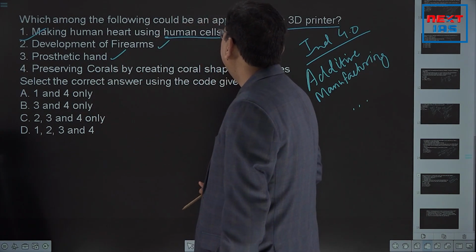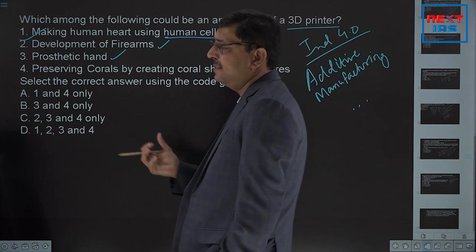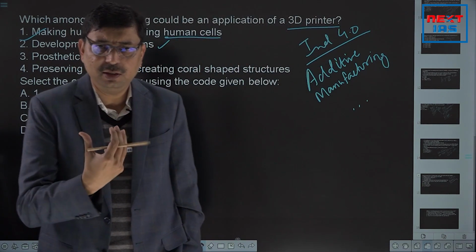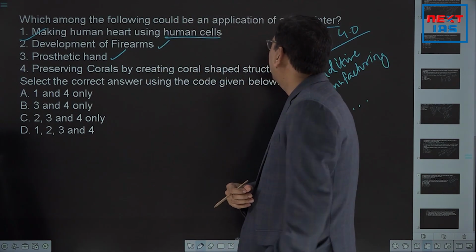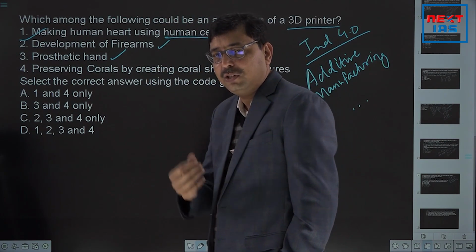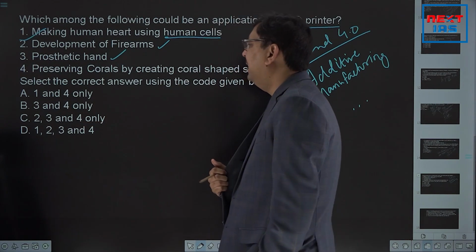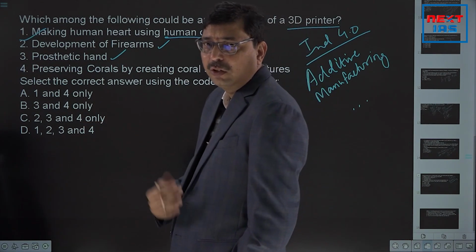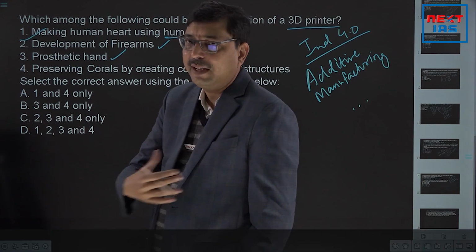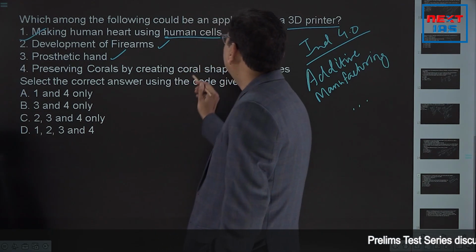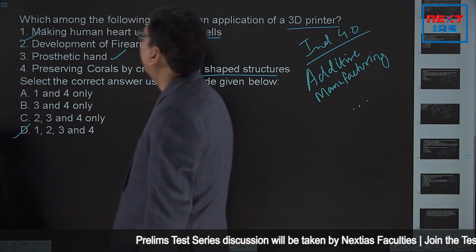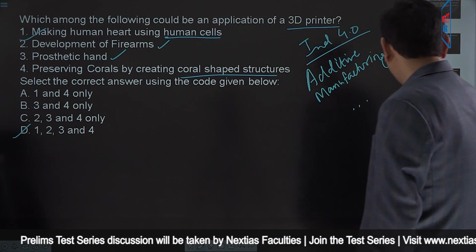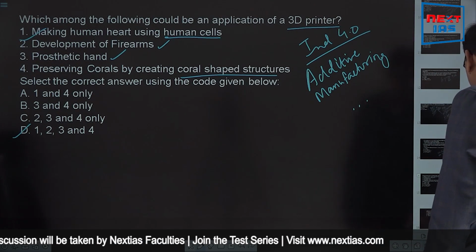Preserving corals by creating coral shaped structures. Recently in some countries, they made corals through 3D printing to preserve them, by making coral shaped structures where the corals, which are basically algae, come and attach to that. So this is also true. So answer is D, 1, 2, 3 and 4 with respect to 3D printing.